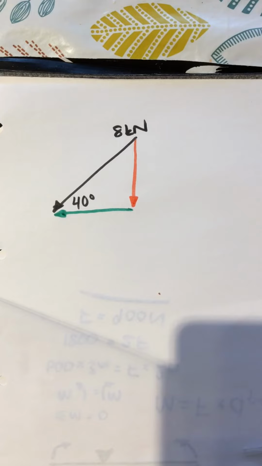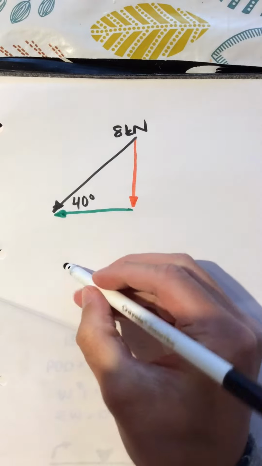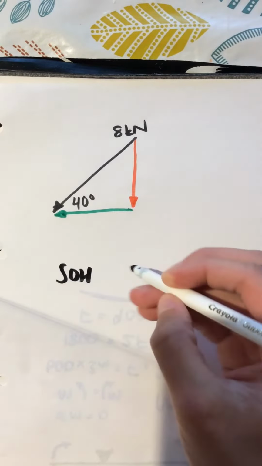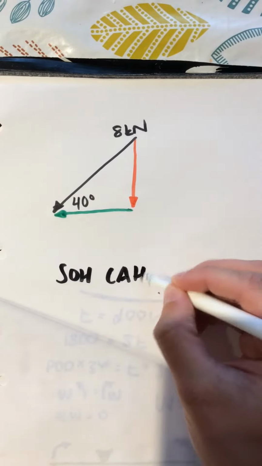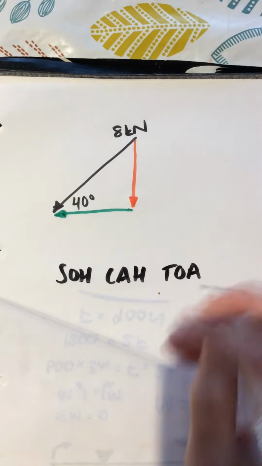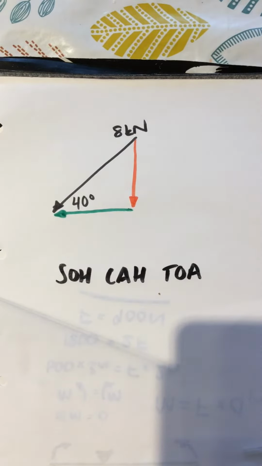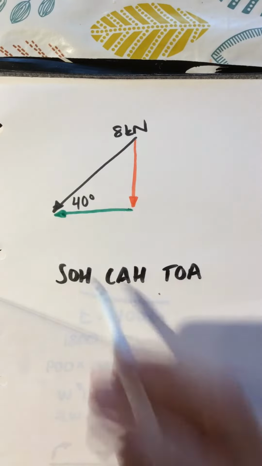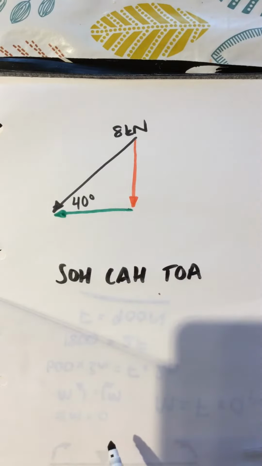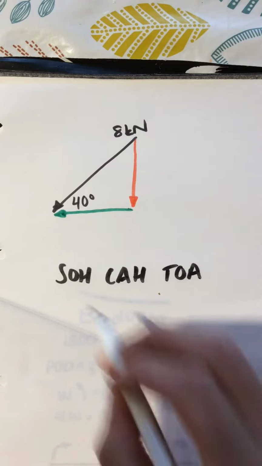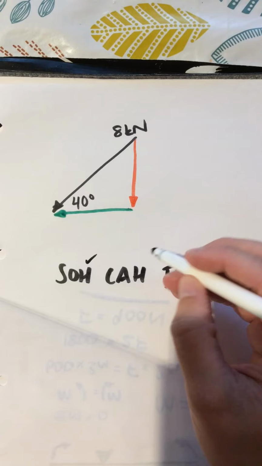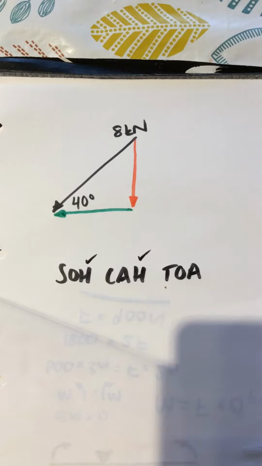Okay, now the way we label this up is we need to think about our trigonometry. So we've got SOHCAHTOA. Okay, so we know that the hypotenuse of our triangle, which is the vector that we're given, is 8 kilonewtons. So we can tick that we know the hypotenuse.